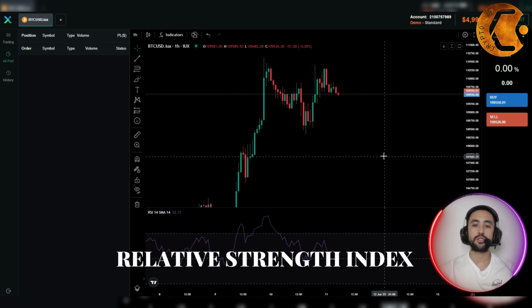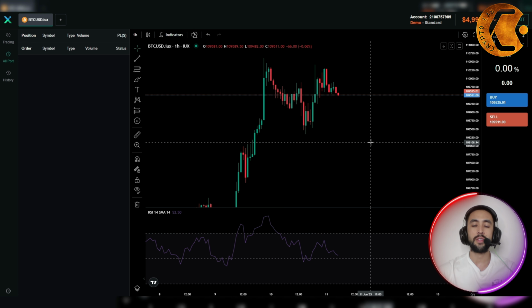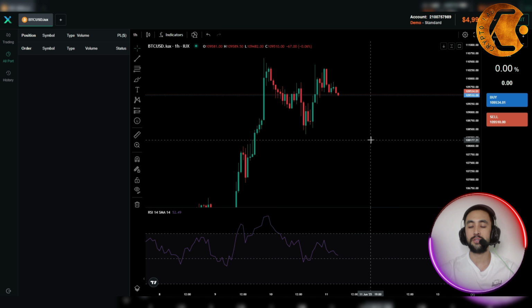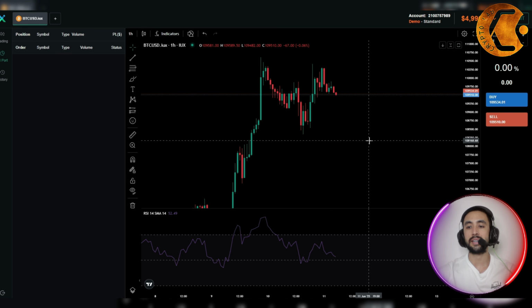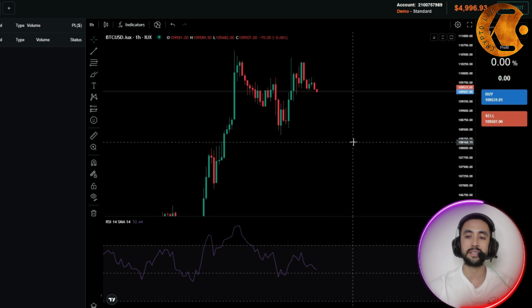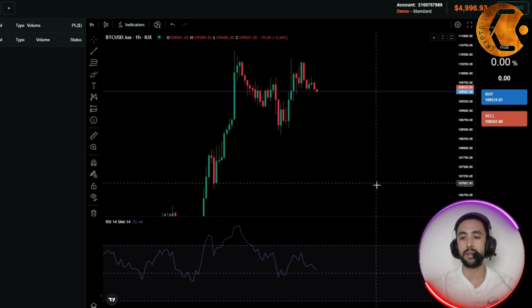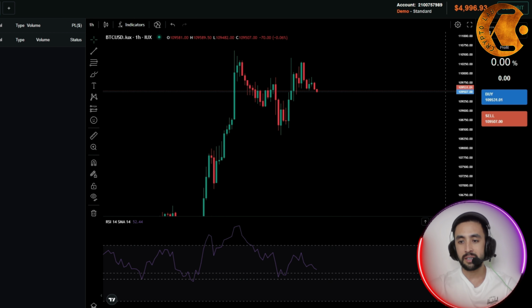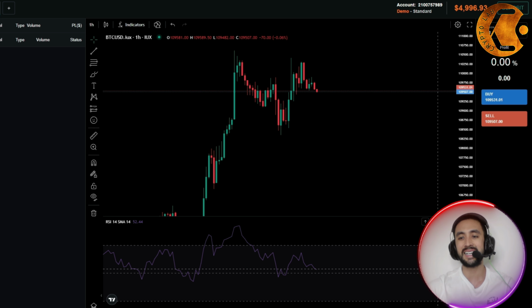Now, the relative strength index essentially is showing whether the market is overbought or oversold. Anything below 50, guys, the market is starting to look like it is oversold. Anything above 50 is looking like the market is overbought. As we can see down here in purple, the current number is 52.44, so it is pretty much neutral, but slightly in the overbought territory.